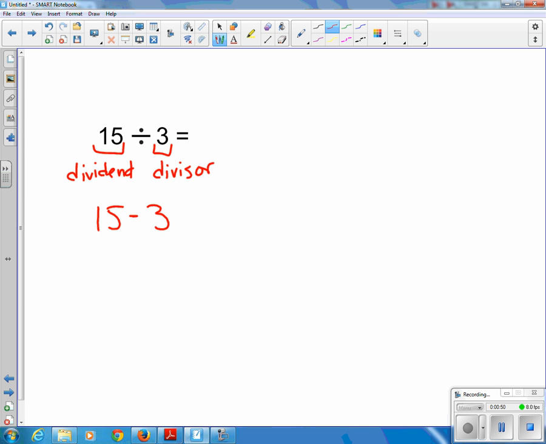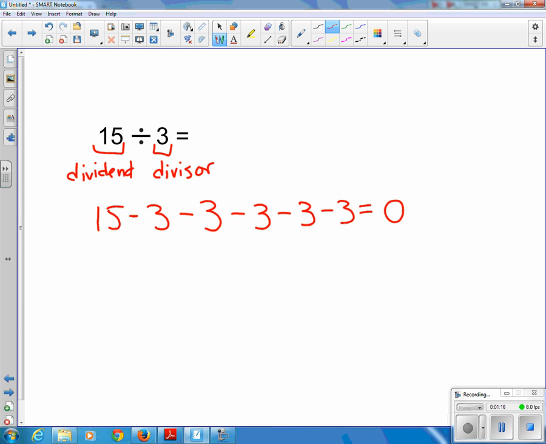And we can do it in our heads. 15 minus 3 is 12. So we keep subtracting 3. 12 minus 3 is 9. I can keep subtracting. 9 minus 3 is 6, so I can keep subtracting. 6 minus 3 is 3. And 3 minus 3 is 0. So I get to 0.